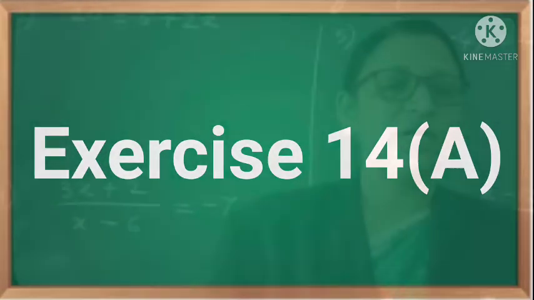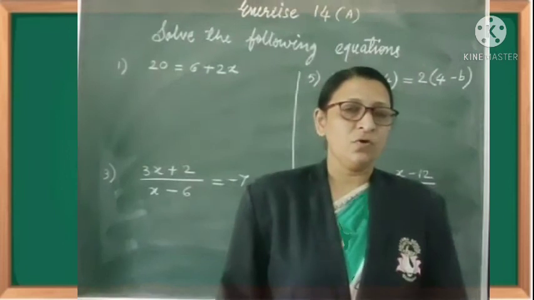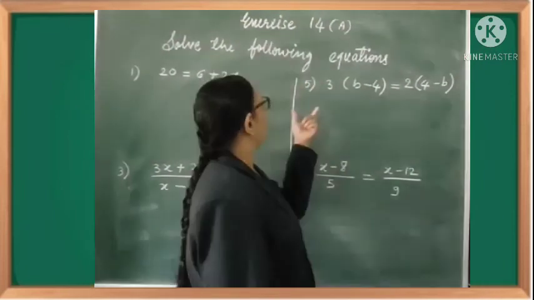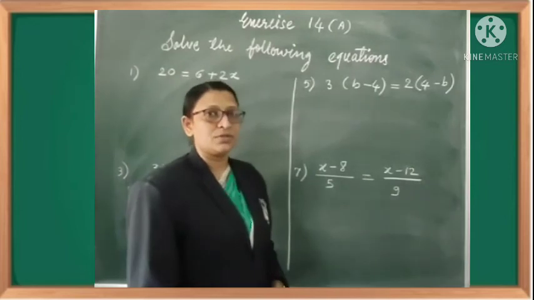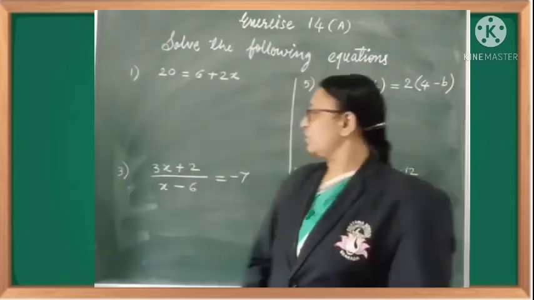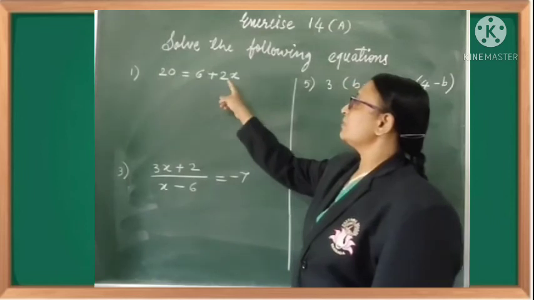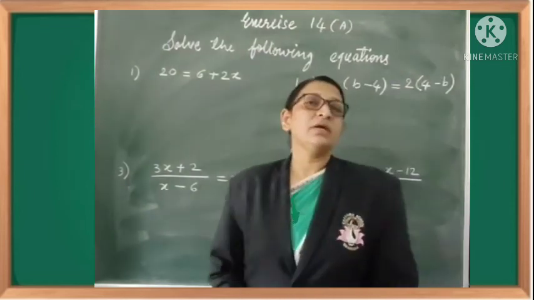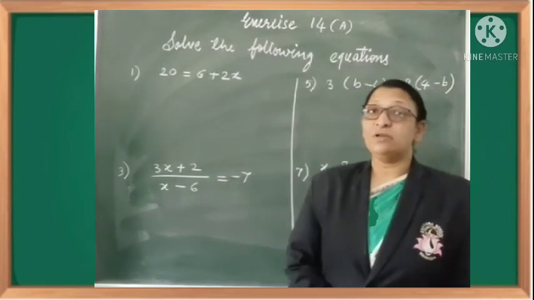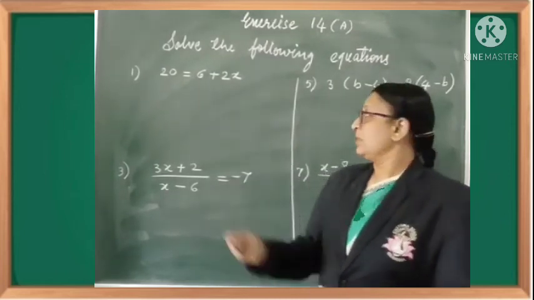Let us move now to the exercise 14a. In this, the question is given: solve the given equations. So here is the first question, 20 equals 6 plus 2x. Here we have to solve the equation. It means we need to find out the value of the unknown term.